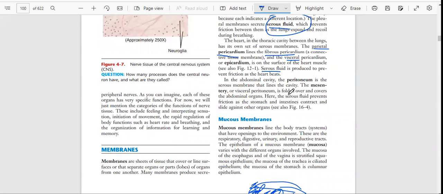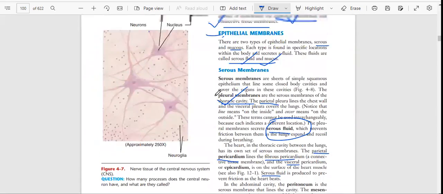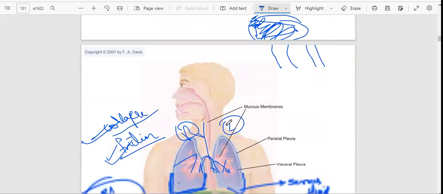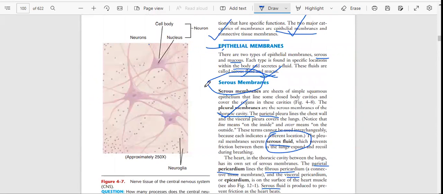Next, in the abdominal cavity, the peritoneum is the serous membrane that lies in the cavity. The mesentery or visceral peritoneum is folded over and covers the abdominal organs. Here, the serous fluid prevents friction as the stomach and intestine contract and slide against other organs. Here also we have the peritoneal cavity. It differs from other organs and covers all the abdominal cavity organs. So this is about our serous membranes, because they secrete some serous fluid. That's the reason these membranes are called serous membranes.